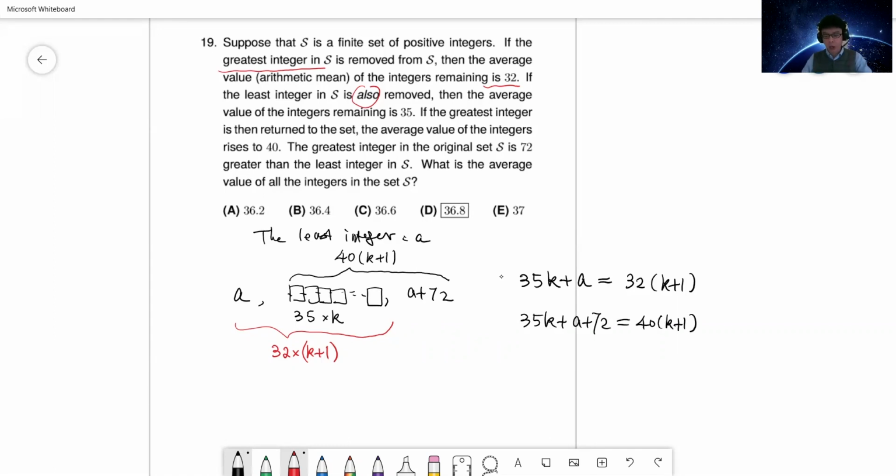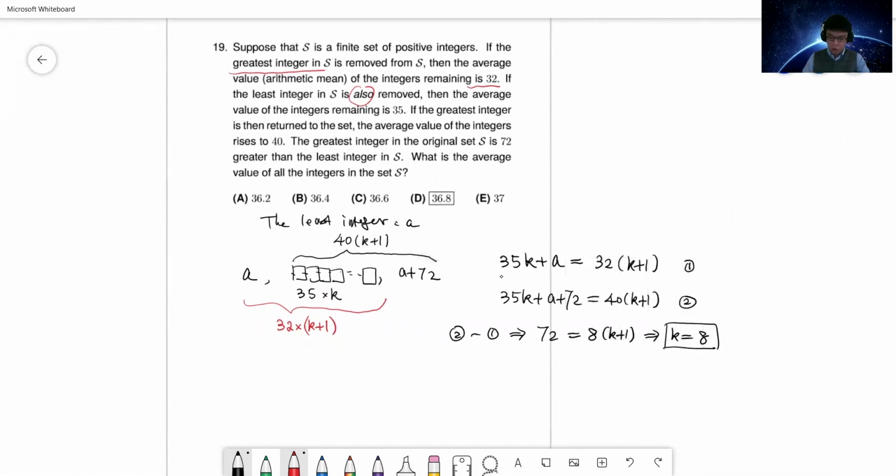We have these two equations on A and k. We can solve both of them. Let's solve k first. Subtracting the first from the second, we can cancel k on the left-hand side. That's 72 equals 8 times k plus 1. Here we can solve k equals 8. And next we can plug in to solve A. Let's say we use the first equation. We have A equals 32 minus 3k, which gives 8.